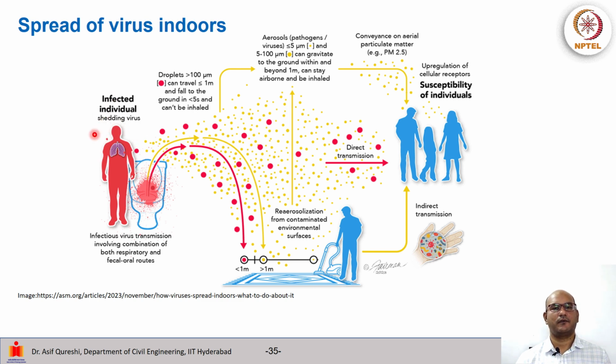We can start with the infected individual who sheds virus by sneezing or through elimination of fecal material. So infectious virus transmission can involve a combination of both respiratory and fecal-oral routes. So the virus is shed from the mouth. When it is shed in fecal form, and when the toilet is flushed, aerosols will be formed.